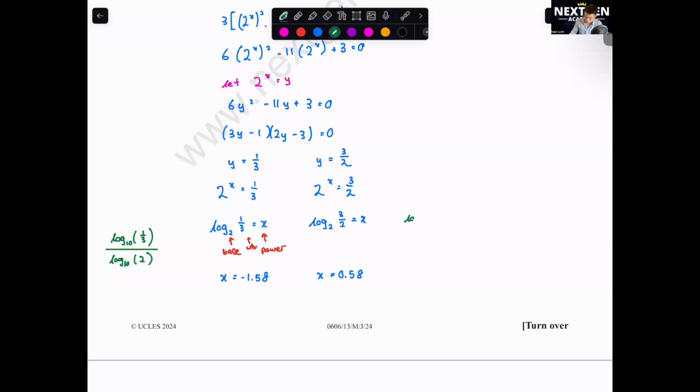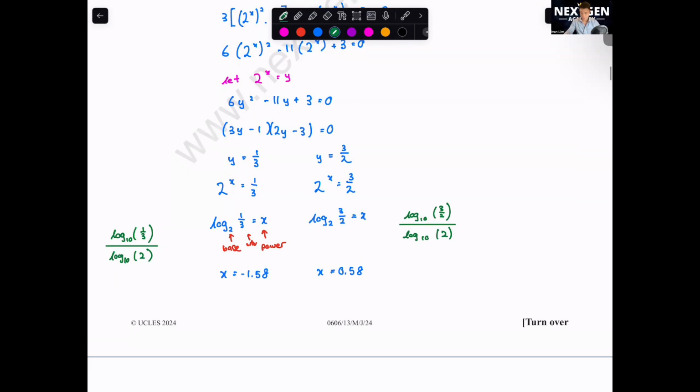This one you also change like that, using change of base: log 10 of 3 over 2, then log 10 of 2. Okay, number 2, please type 2 in the chat. 2, 2, 2. Let's move on.